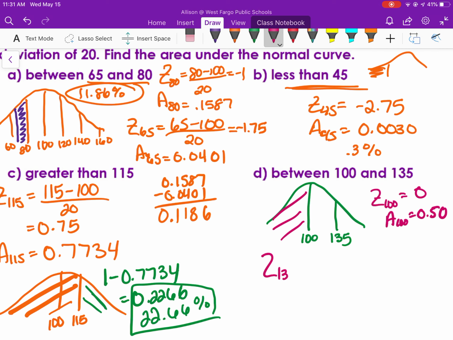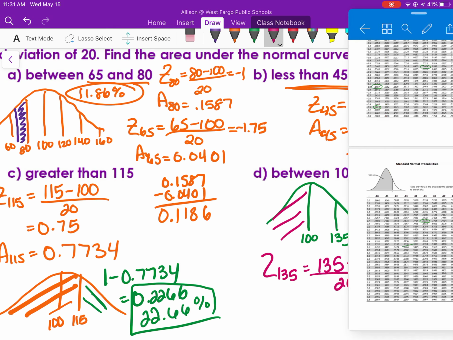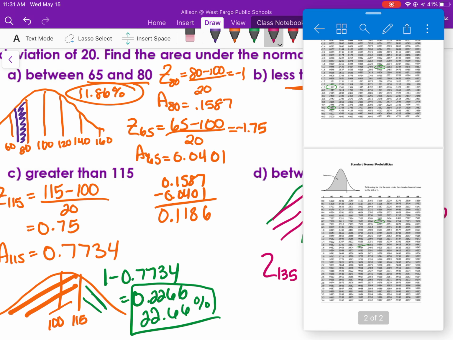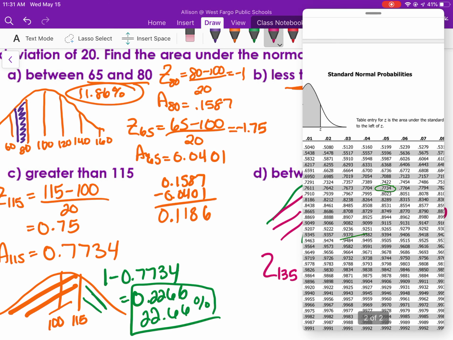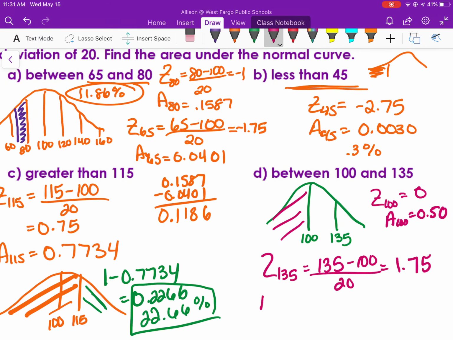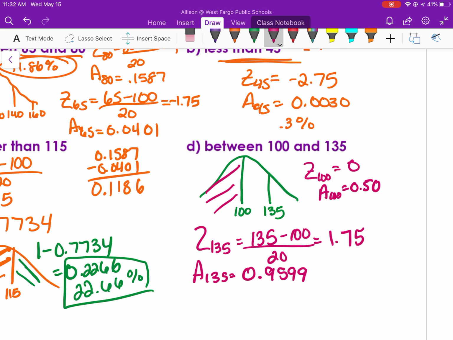Now the z-score for 135 is 135 minus 100 divided by 20. You're going to get a z-score of, let's see what I get, 1.75. So if I look at 1.75 again, I think I had that one circled on here. No, 1.75 is 0.9599 right there. So the area for 135 is 0.9599, that is this area here to the left of 135.